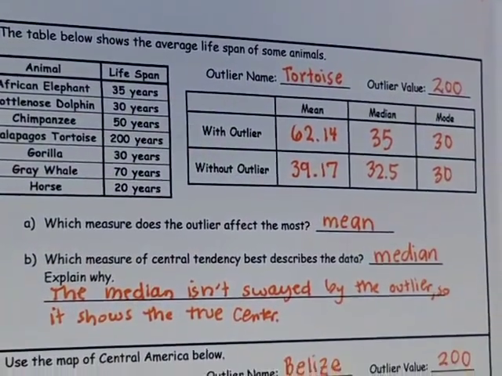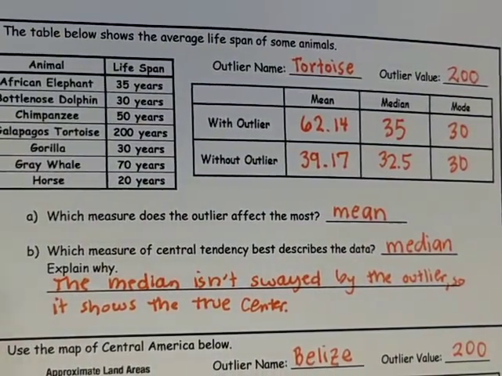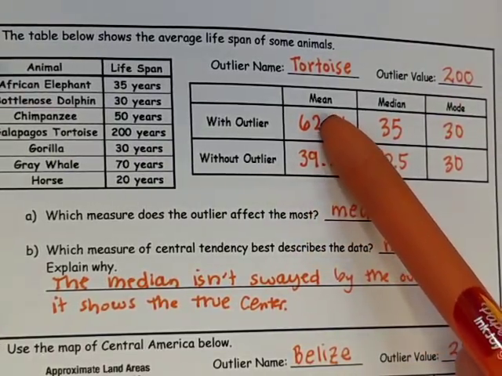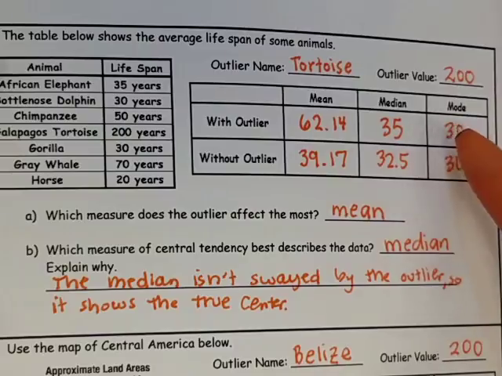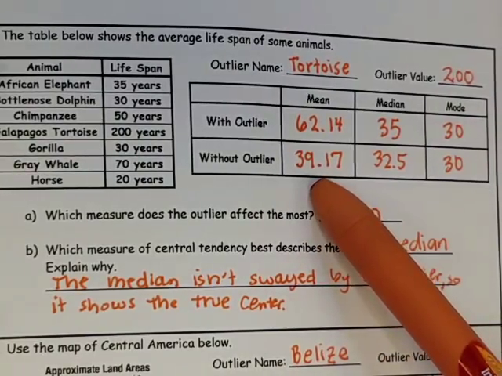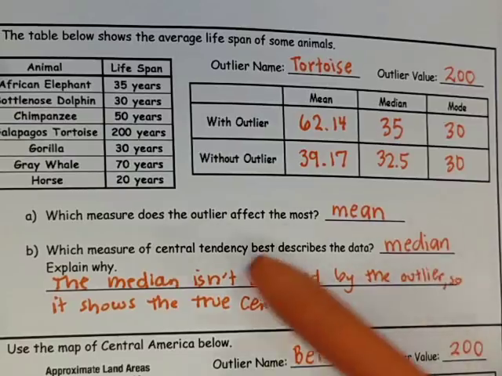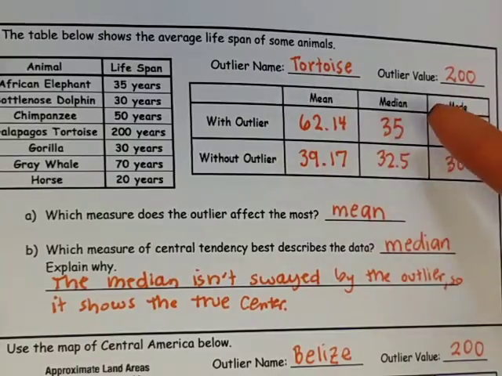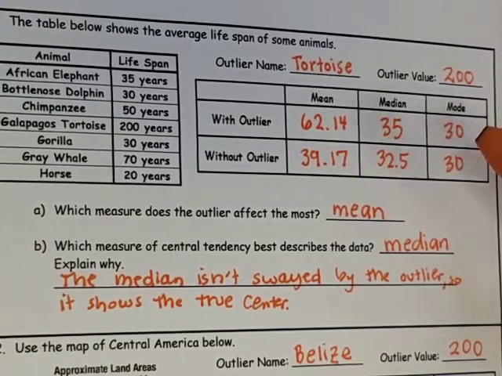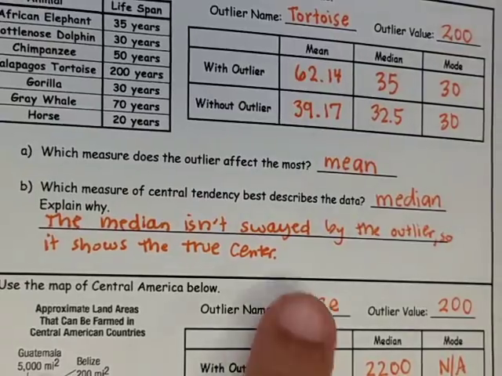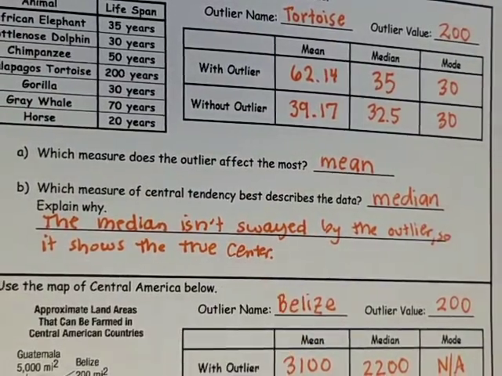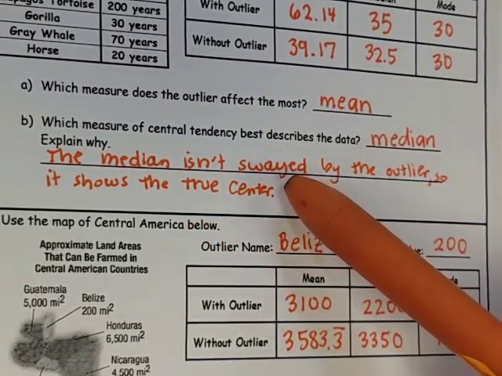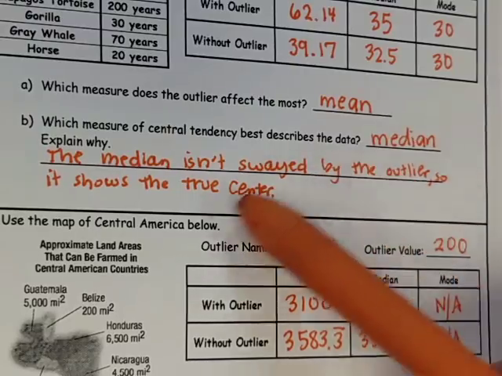All right, so here's the answer key for the inside left. So the tortoise was the outlier with a value of 200. My values for with the outlier were 62.14, 35, and 30. Without the outlier was 39.17, 32.5, and 30. Which one did it affect the most? The mean, because it's a huge difference versus this is slightly different and that's the same. And then, which one best describes the data? I'm going to say the median is the better description of the data because it's not swayed or skewed. It's not changed by the outlier in this case.